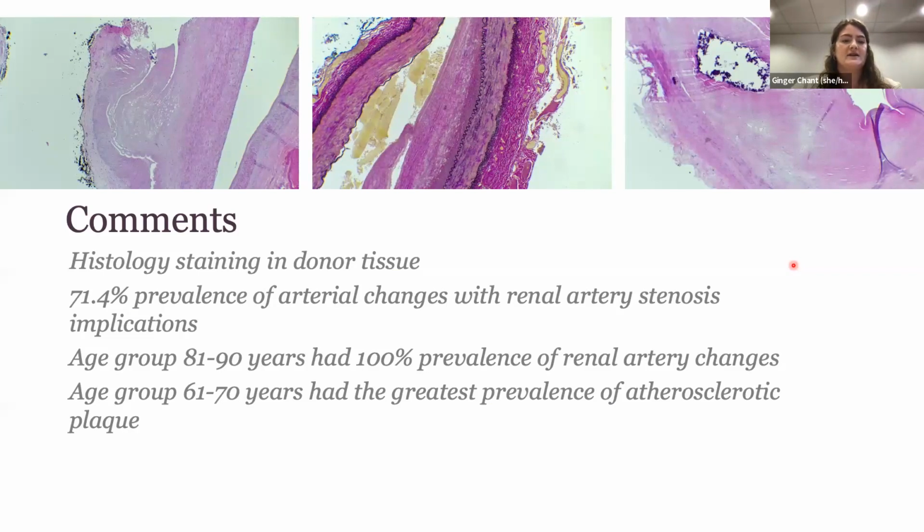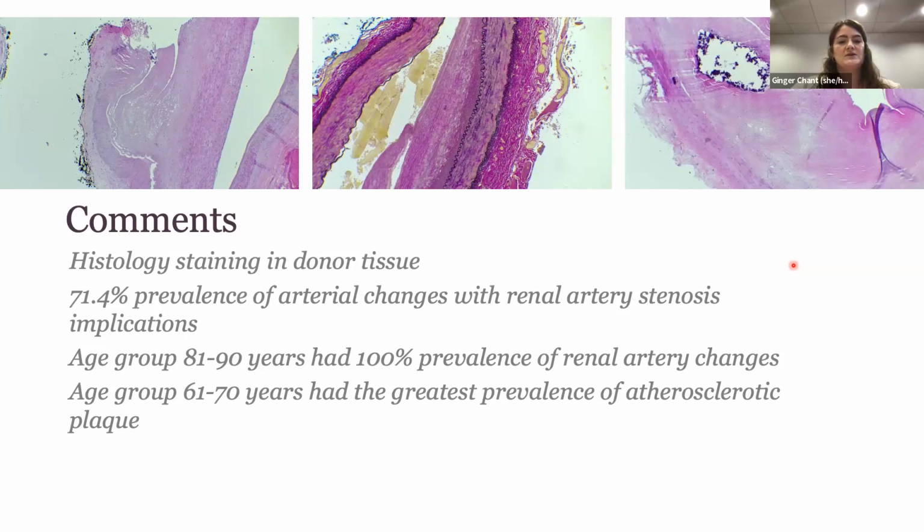We did have a 71.4% prevalence of arterial changes shown. So 20 out of our 28 donors, we excluded one donor just due to a young age. He was 36, so we didn't include him in the 50 to 100 age group. So 20 out of 28 showed renal artery stenosis changes, whether that was atherosclerosis or fibromuscular dysplasia.